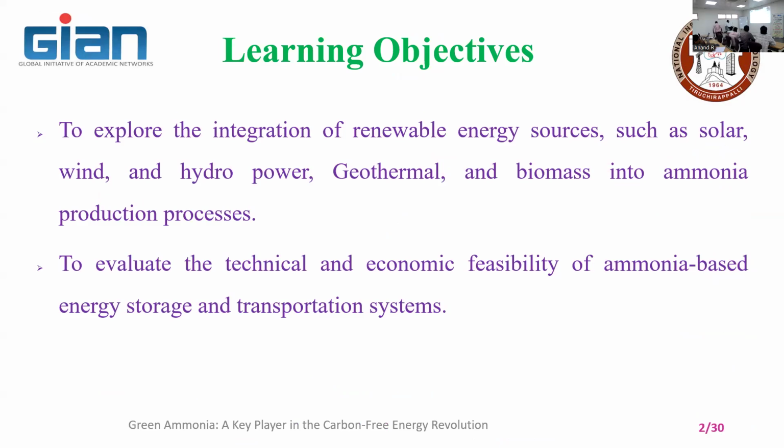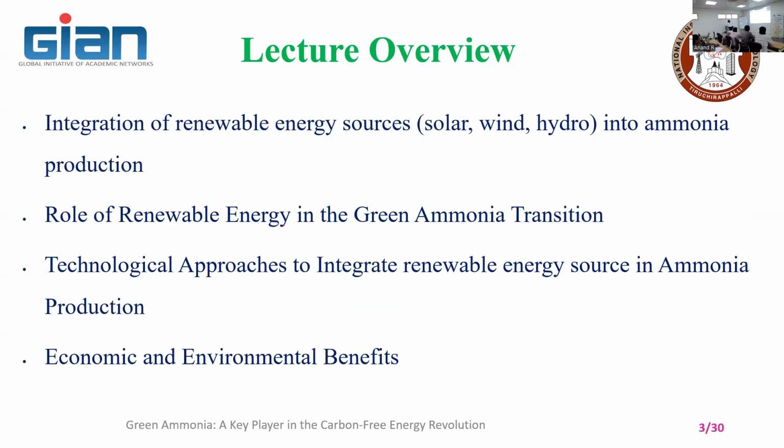What are the learning objectives? To explore the integration of different renewable energy source systems, solar, wind, hydro, geothermal and biomass, into the ammonia production process. Ultimately, the energy input for producing the hydrogen and for combining the nitrogen with hydrogen is renewable: solar, wind, hydro, geothermal and biomass. And to evaluate the technical and economic feasibility of ammonia-based energy storage and transportation systems.